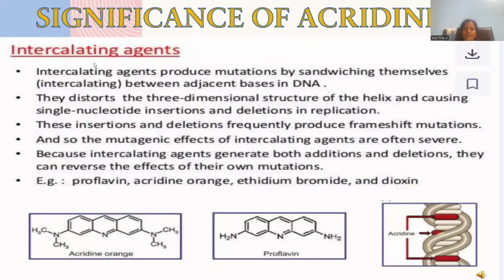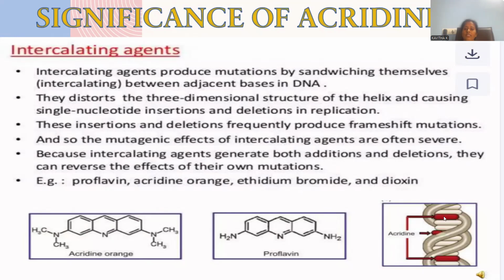Another important application is as an intercalating agent. Intercalation is nothing but the ability to bind with molecules with a certain affinity. Intercalating agents produce mutations by sandwiching themselves between the adjacent bases of the DNA, within the molecule of DNA. DNA, everybody is aware, is the most valuable genetic material available in every creature, and it is responsible for all characteristics of that particular living organism, right?